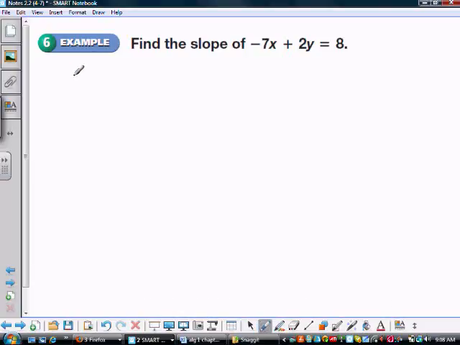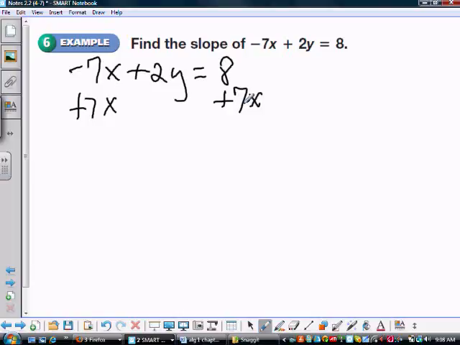So negative 7x plus 2y equals 8. I want to make this into y equals, so what's the first thing you would do? Okay. So I'm going to move the negative 7x to the other side by adding 7x to both sides of this equation. And I get 2y equals 8 plus 7x. Next step, isolate the y.